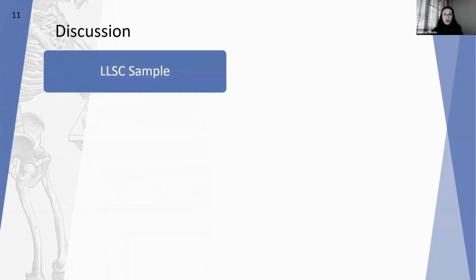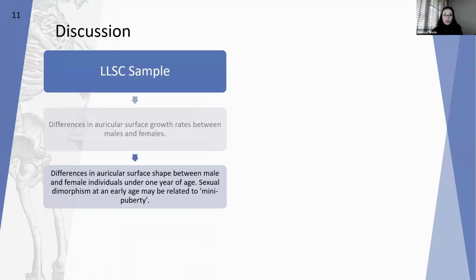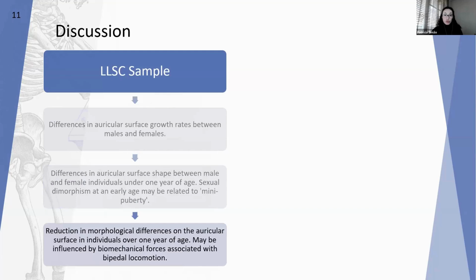So, the analysis of the auricular surface size from the Lisbon sample showed a gradual age-related increase with different growth rates between sexes. Differences in auricular surface shape were evident in males and females under 1 year, suggesting early sexual dimorphism. These findings may be related to mini-puberty, which occurs during the first months of life due to the heightened production of sex hormones. In older individuals, these morphological differences diminished, suggesting that sexual dimorphism is less pronounced, potentially due to the biomechanical forces of bipedal locomotion.